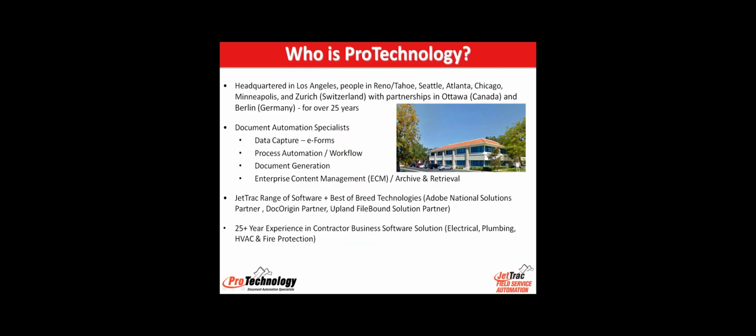For those of you that have attended our last presentation, this will be a little bit of a repeat in the beginning part, but there are some new people on, so I'm just going to repeat this piece of it again. Pro Technology, we're headquartered in the LA area, but we do have offices, people, and partners all around the country. We're known as document automation specialists. And what does that mean? We're experts in electronic forms and document automation and improving the efficiency and the processes around those documents.